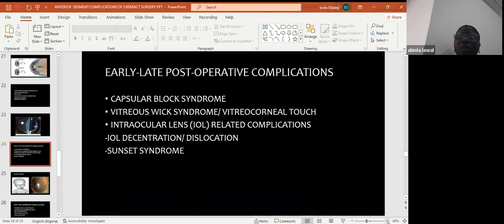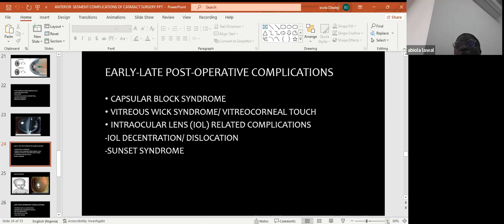I will discuss IOL-related complications. But before that, I will make mention of the vitreocorneal touch, vitreous wick syndrome. In vitreous wick syndrome, you have vitreous at the wound edge. This complication comes when you have a PC rent, obviously, or a very significant zonular dialysis with vitreous prolapse. Because of the presence of the wick, there's a connection between the posterior segment and the anterior segment. It can result in recurrent inflammation in such patients.